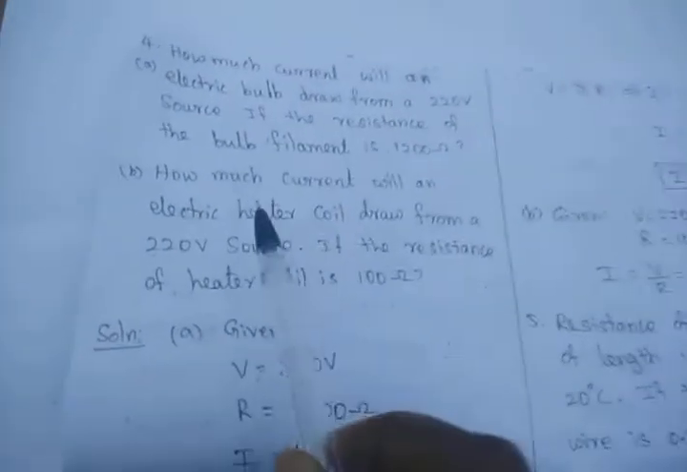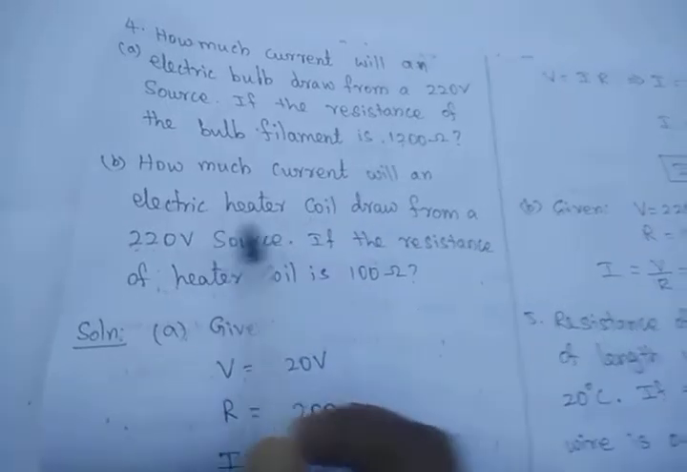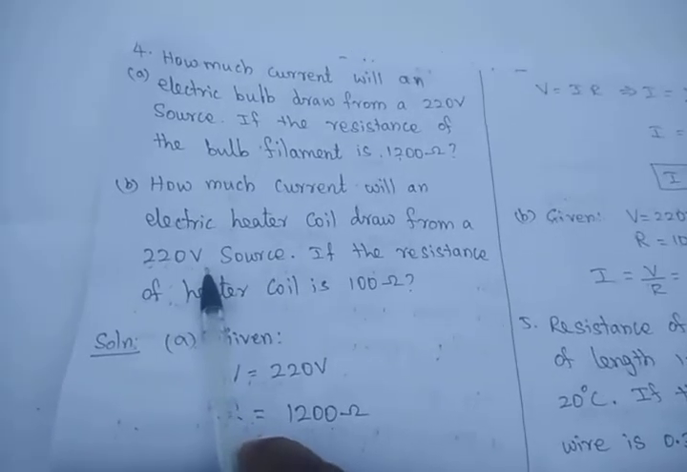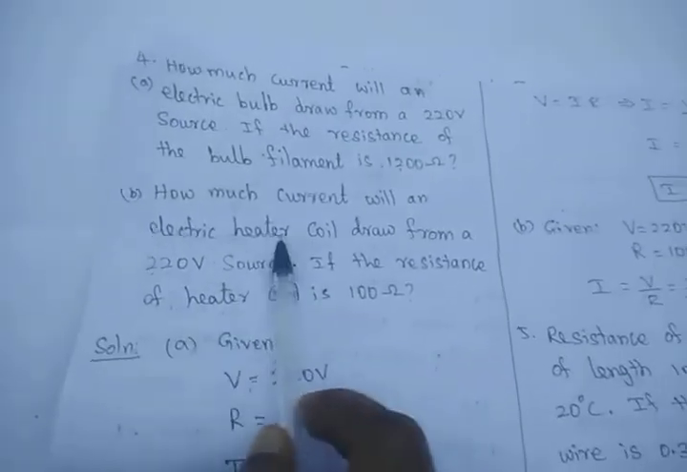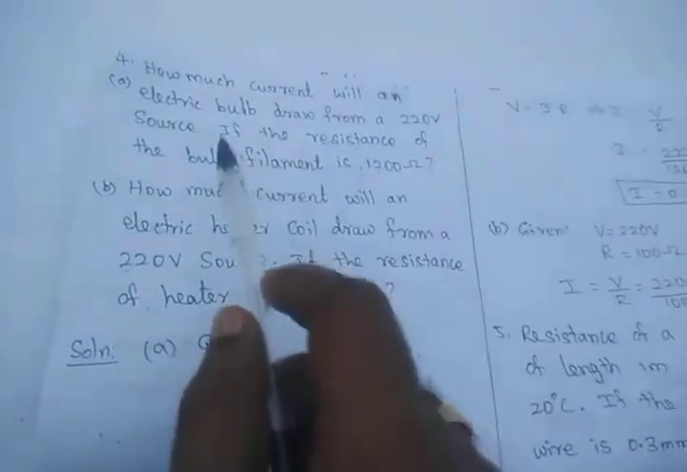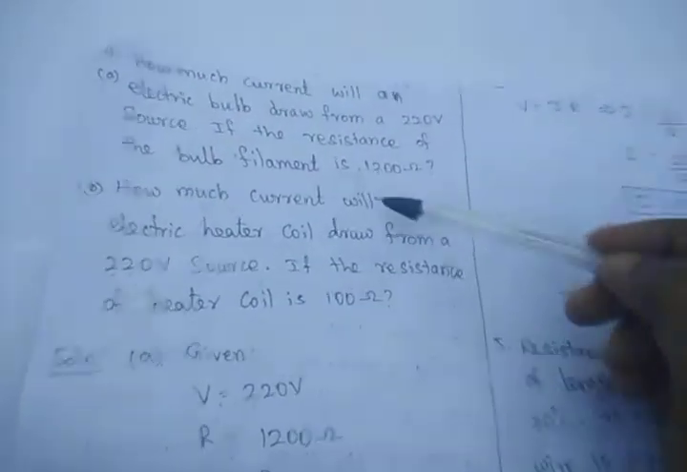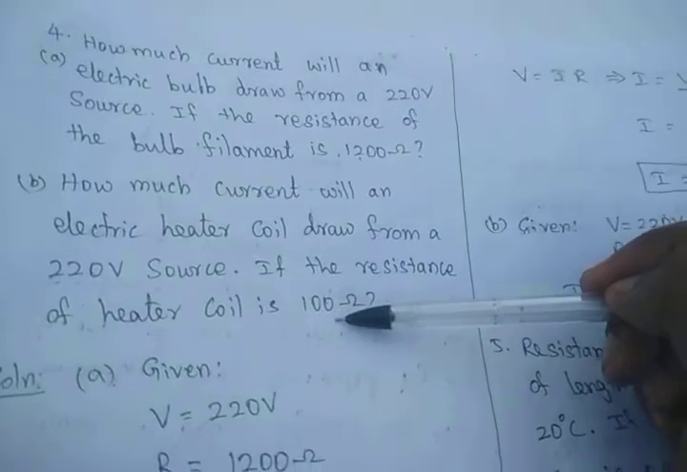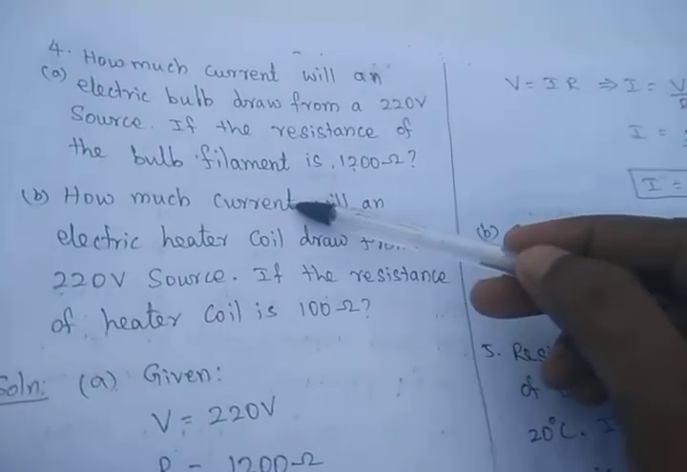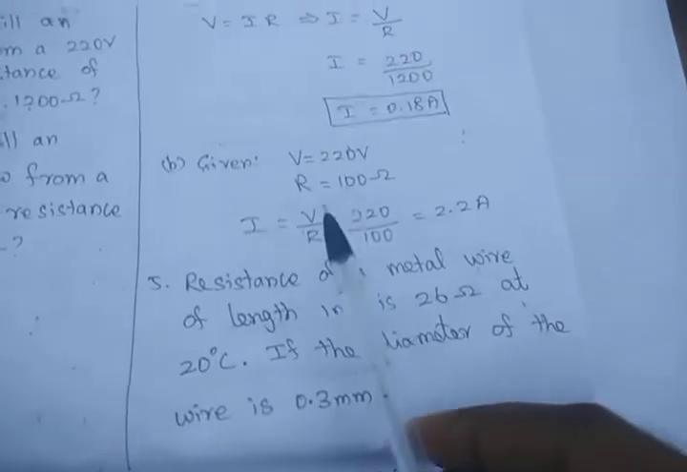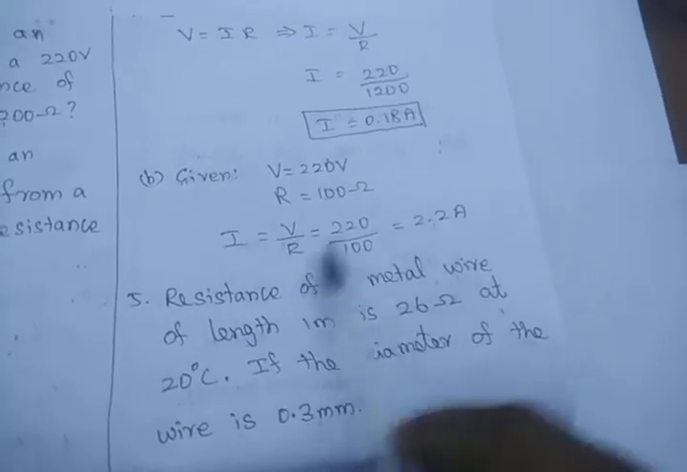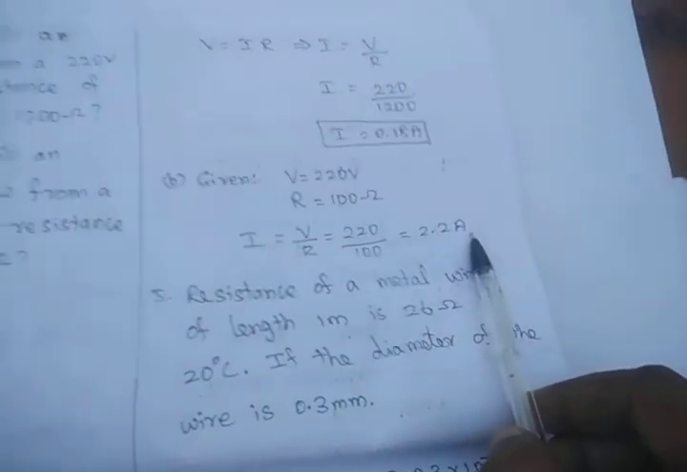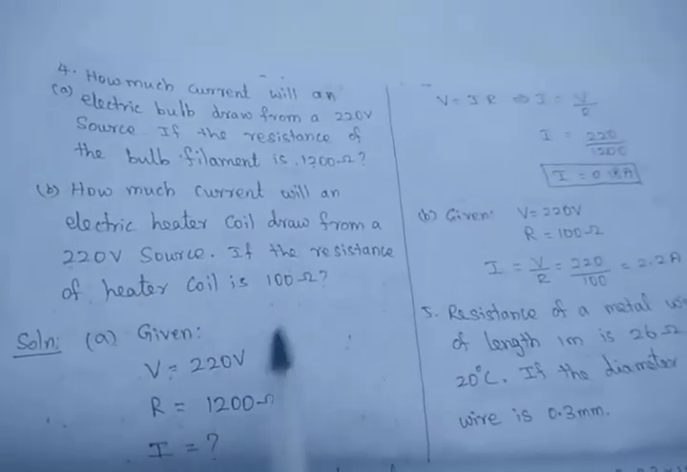Then the next subdivision of the same question is how much current will the electric heater draw? On the same 220 volt potential difference, instead of the electric bulb, the electric heater is connected, but the resistances of the bulb and the electric heater are different. For the bulb, the resistance is 1200 ohm. For the electric heater, it is 100 ohm. They are asking the same question: what is the current? We use the same formula, I is equal to V by R, 220 volt over the resistance of the heater, and we get 2.2 ampere.